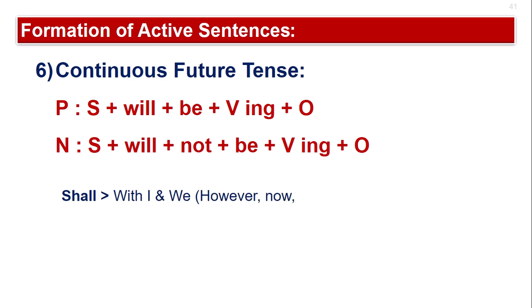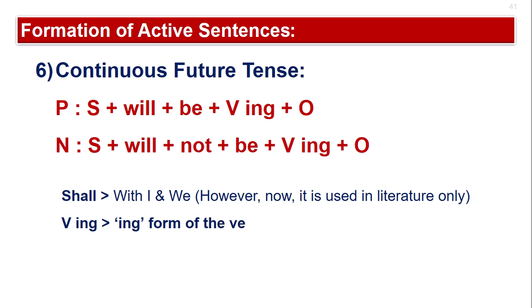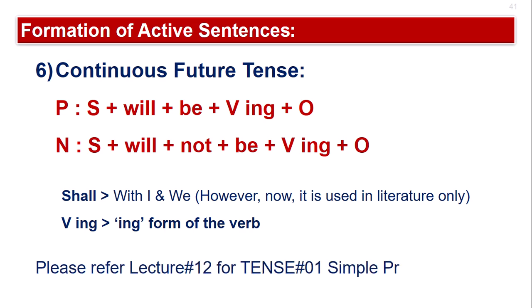So far as the usage of shall is concerned, it is used traditionally with I and we, the first person singular and plural. However, it is not used in contemporary communications, and therefore we are not going to use shall ever. In all the practicing sentences of future tenses, we will use only will, so you should note that. The verb ing form is also used in all the continuous tenses. So that is it for all the small things of this tense.